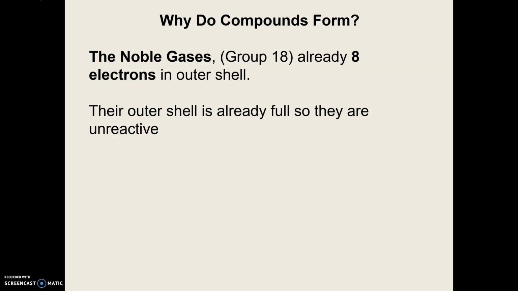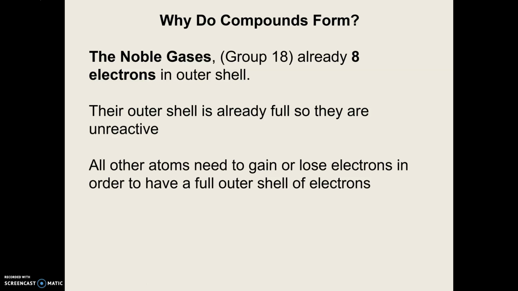Noble gases, so all the elements in group 18, already have 8 electrons in their outer shell, so that makes them completely unreactive. All other atoms need to gain or lose electrons in order to have a full outer shell of electrons.